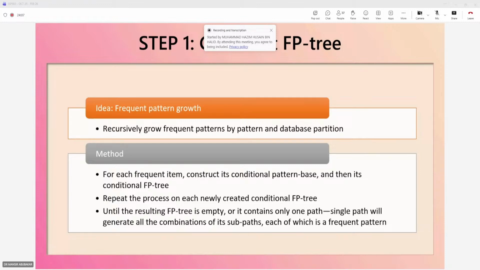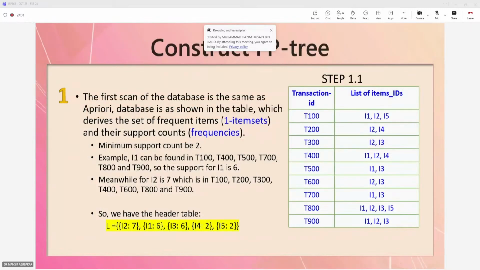Or we can say it contains only one path. Because starting, maybe the tree is starting with the empty node, then the first transaction, so a number of items have been attached to this node, then continuously up to where there is no more, or there is an empty FP tree. So let's see how this FP tree is being constructed in this algorithm.